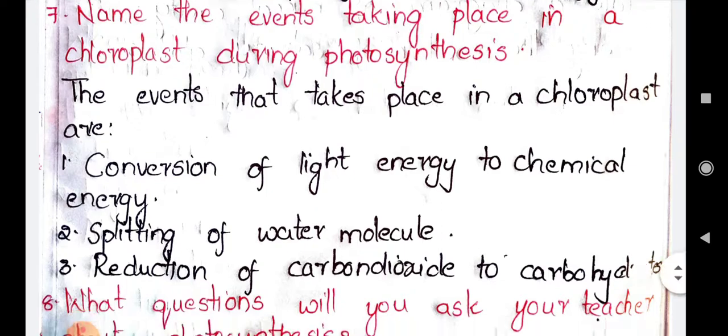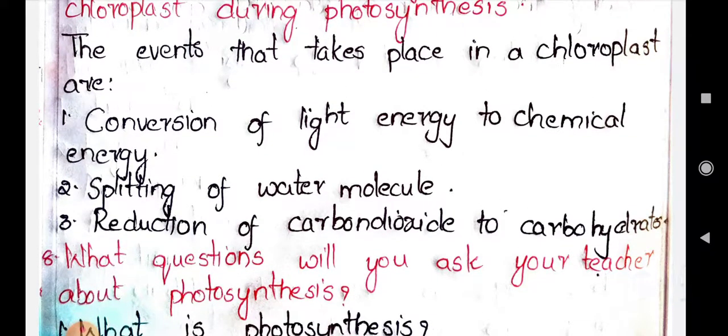Next, going to the third one, reduction of the carbon dioxide to carbohydrate. Here, if you observe, the first two events take place in the light reaction, while the third event takes place in the dark reaction. So in the dark reaction, what happens? There will be reduction of the carbon dioxide to produce a carbohydrate molecule.